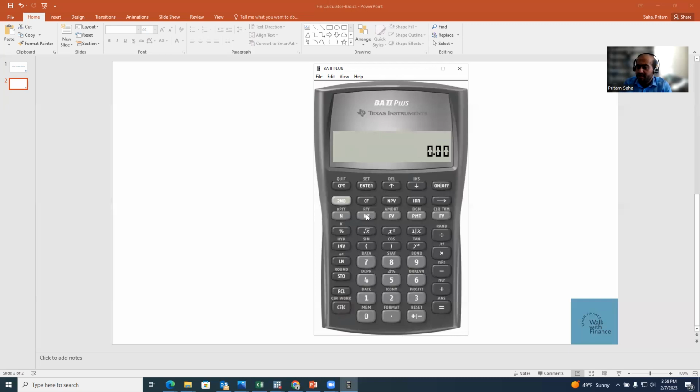This is the interest rate. So if we make an investment that has a 5% rate of return, this is the interest rate or rate of return.